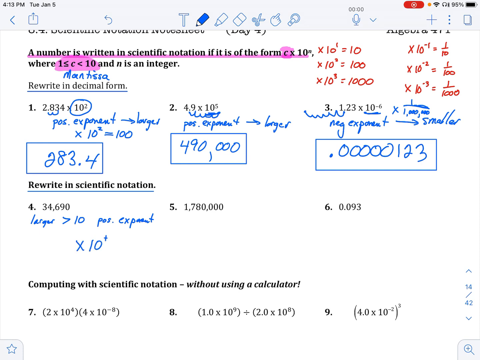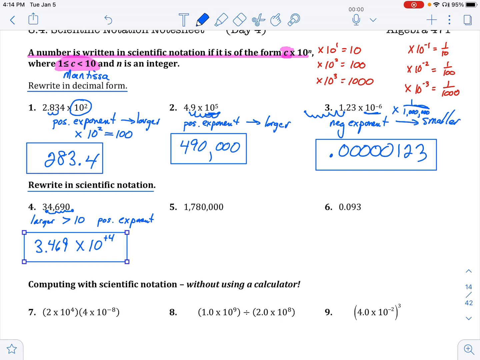So as I take a look at this, I know that it's going to be times 10 to a positive power. Right now the decimal place is on the back side of that 0, and I'm going to have to move it all the way over here so that I create what we talk about as that number between 1 and 10. So 3.469, and we need to count how many places we moved it. That would be 1, 2, 3, 4 places. So in scientific notation, this is 3.469 times 10 to the 4th.